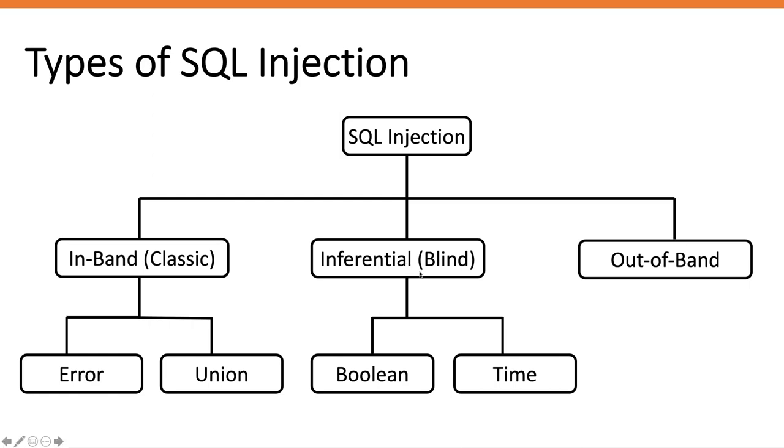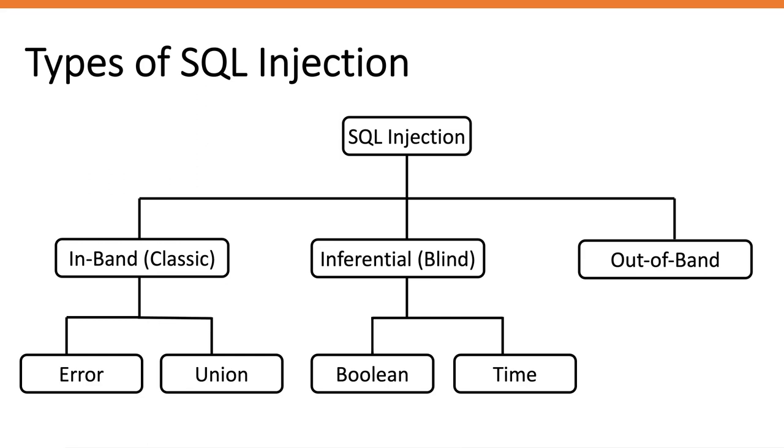The next category, which is inferential, or also known as blind SQL injection. In this type of vulnerability, there's no actual transfer of data via the web application, so you don't see the results in the application itself. Instead, you're stuck asking the application true or false questions, which is what Boolean-based SQL injection is, or causing the database to pause for a specified period of time, which is time-based SQL injection, in order to determine if what you're asking the application is correct or not.